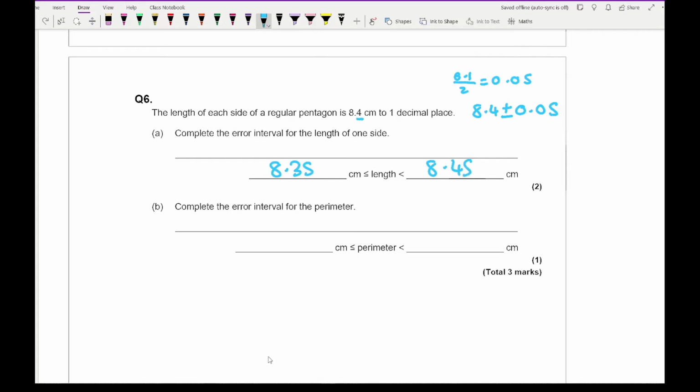Then it says complete the error interval for the perimeter. Well, the perimeter of a pentagon has 5 sides. So then the smallest is going to be 5 times 8.35, and the largest is going to be 5 times 8.45. So all I then need to do is type that into my calculator. So 5 times 8.35 gives me an answer of 41.75, and 5 times 8.45 gives me an answer of 42.25.